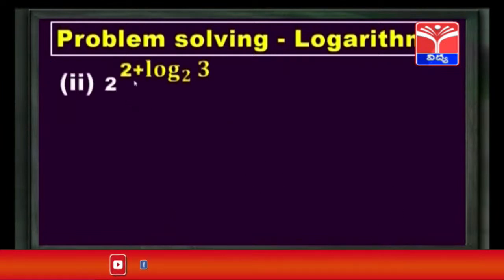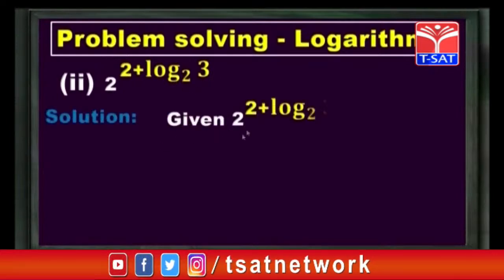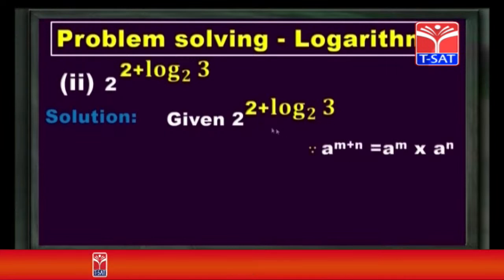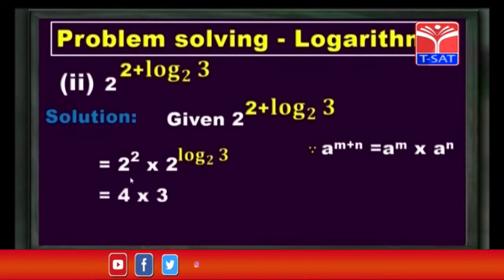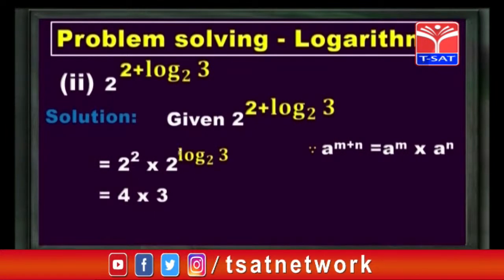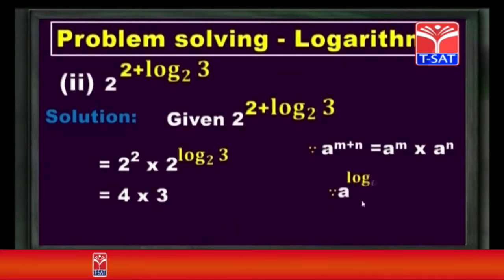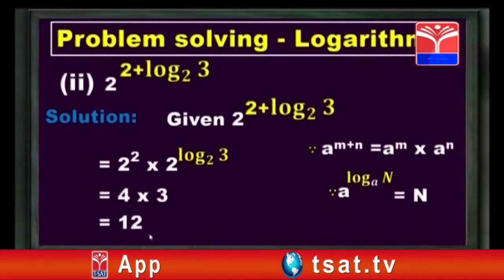Now, 2 power 2 plus log 3 to the base 2. Solution: given 2 power 2 plus log 3 to the base 2, here it is in the form of a power m plus n. So a power m plus n I can write as a power m into a power n. So 2 square into 2 power log 3 to the base 2. 2 square is 4 and this, we know the formula, is equal to 3. The formula is a power log n to the base a is equal to n. So 4 into 3 is 12.